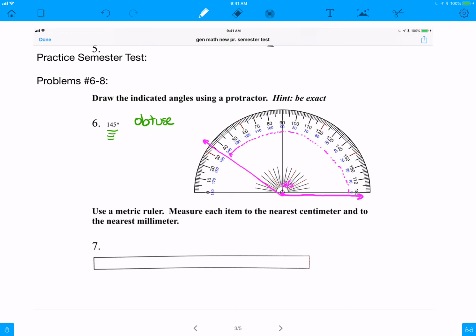So again, to practice, if you need to rewatch that video, you can. But again, you're putting the protractor on paper and trying to draw the angle that I'm giving you. Okay? Hopefully that makes sense. Let's move on to the next problem, number 7.